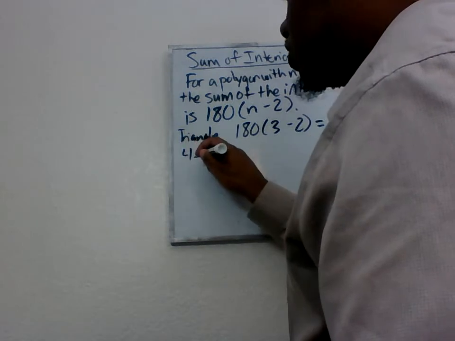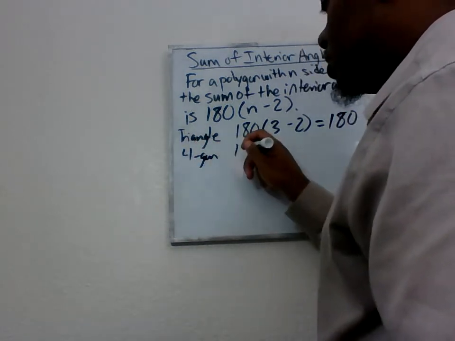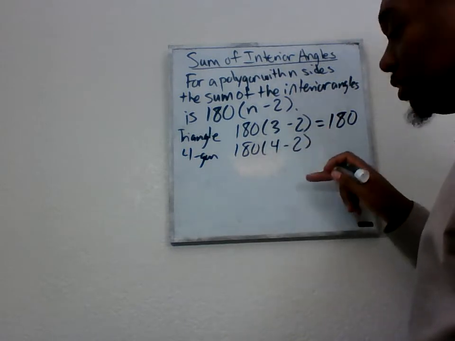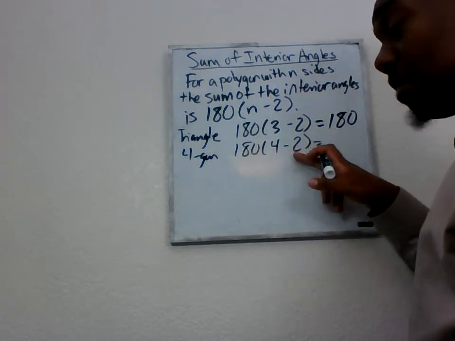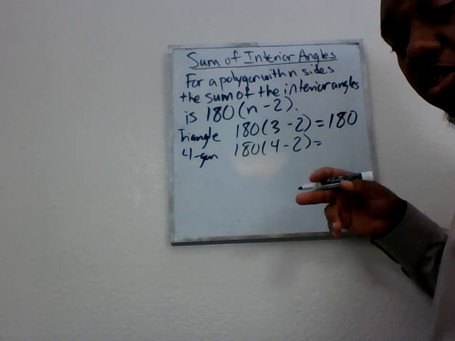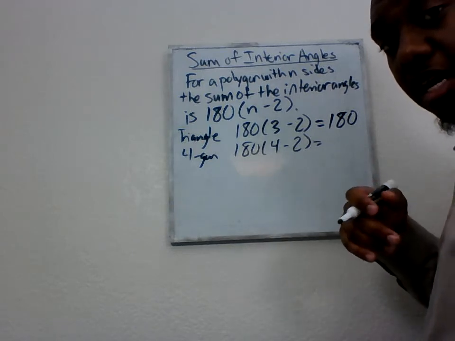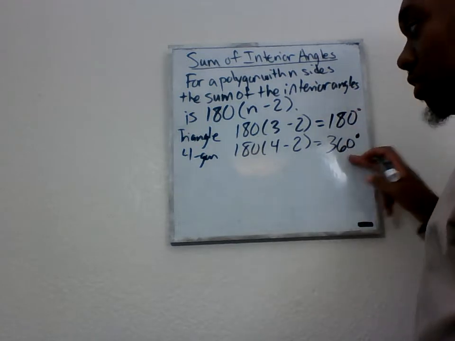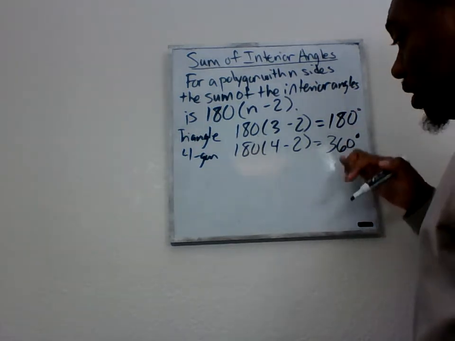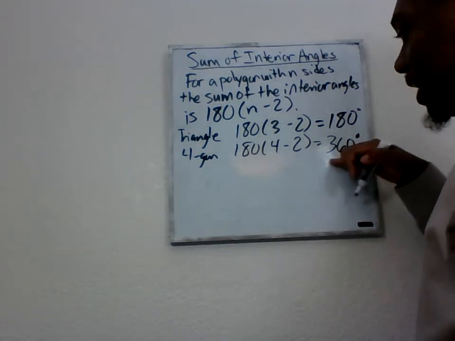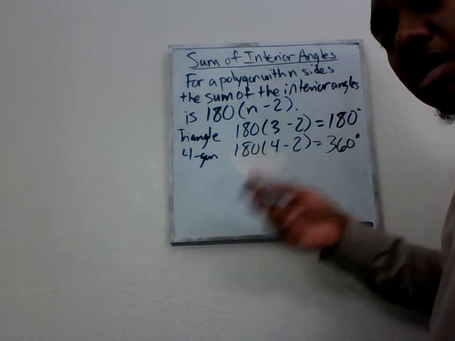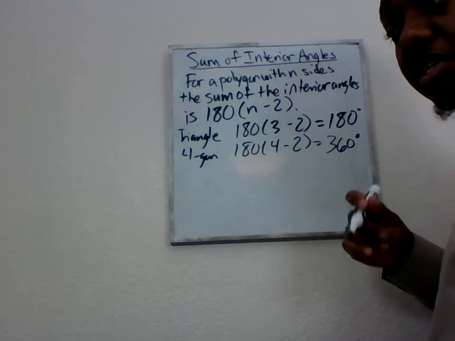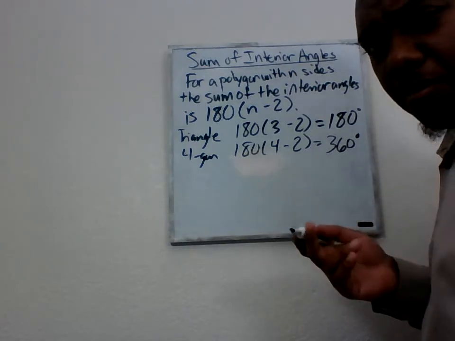Okay, what about a quadrilateral? So 180 times quantity 4 minus 2. Well, 4 minus 2 equals 2, and 2 times 180 is 360 degrees. So for a quadrilateral, or a fourgon, we would get 360 degrees as the sum of the interior angles. So if we add all the interior angles up, we would get 360 degrees. Well, let's see if that makes sense.